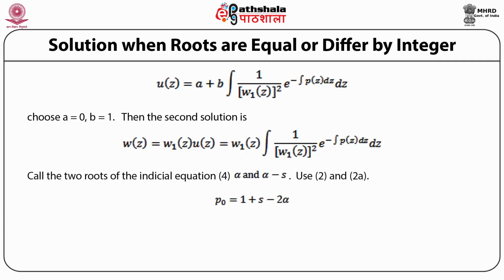Let us call the two roots of the indicial equation 4 as alpha and alpha − s. Then use equation number 2 and 2a to obtain p0 = 1 + s − 2 alpha.